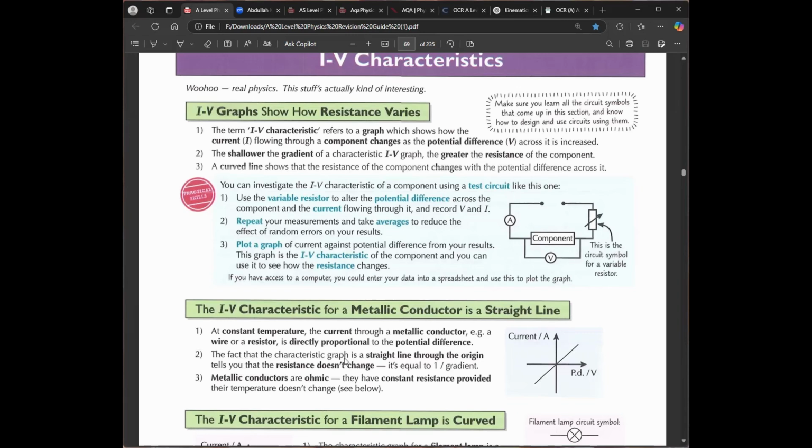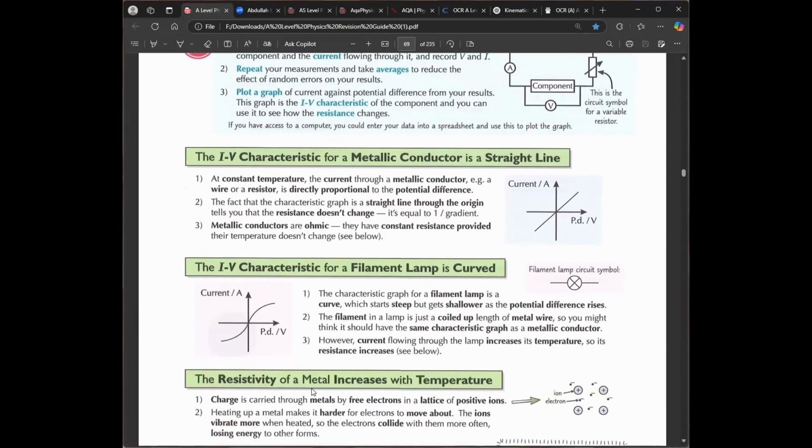The fact that the characteristics graph is a straight line through the origin tells you that resistance does not change. Again, we know that resistance would be fixed because it is fixed for ohmic conductors. Metallic conductors are ohmic. They have constant resistance provided their temperature does not change. So that's the main thing. The temperature should not change.